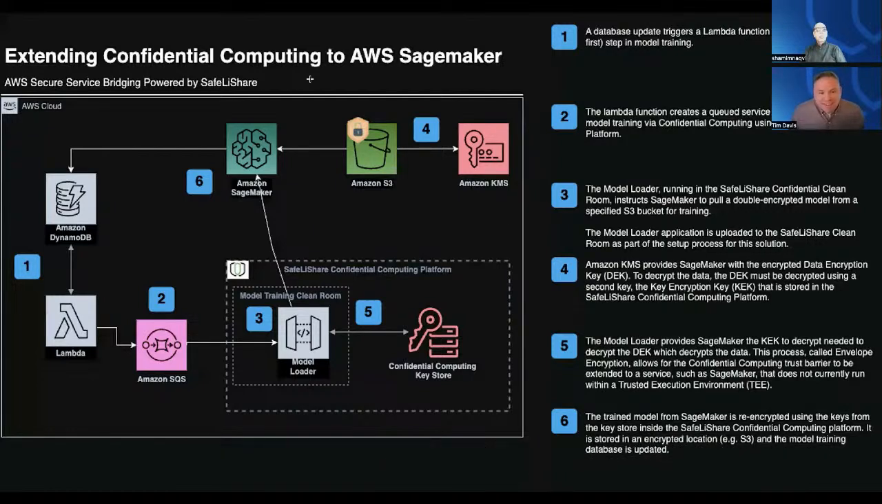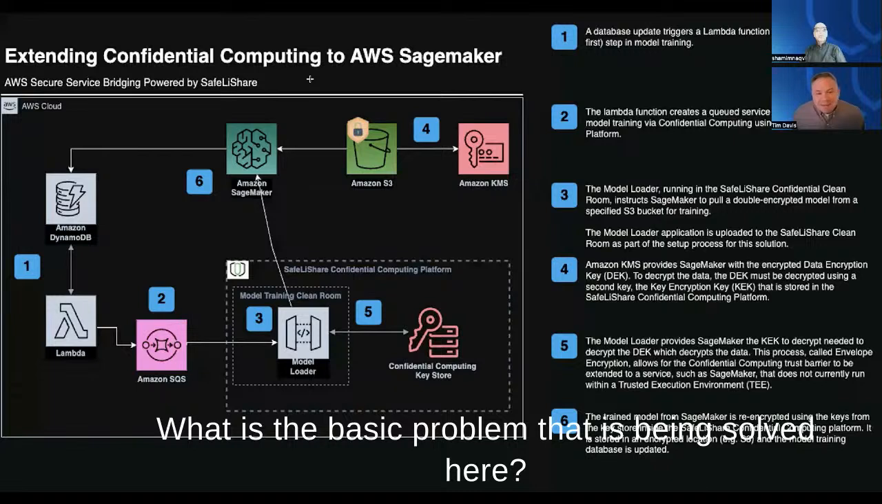Yes, go ahead. What is the basic problem that is being solved here?